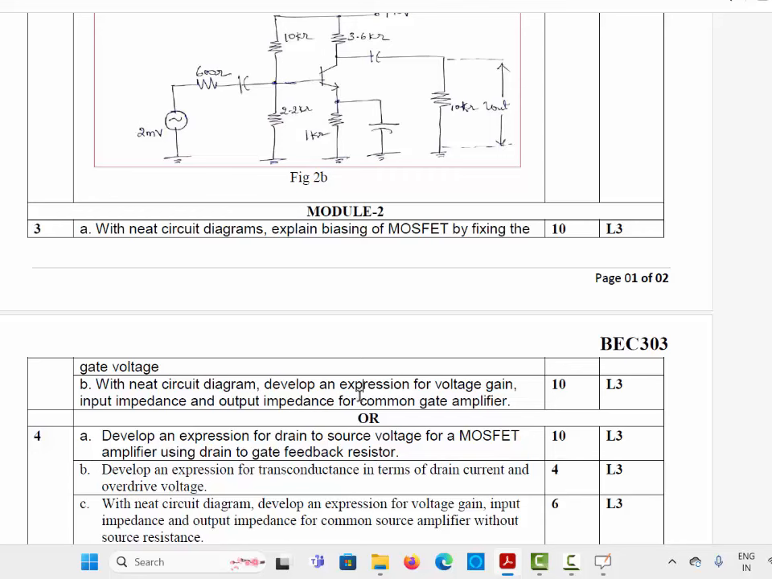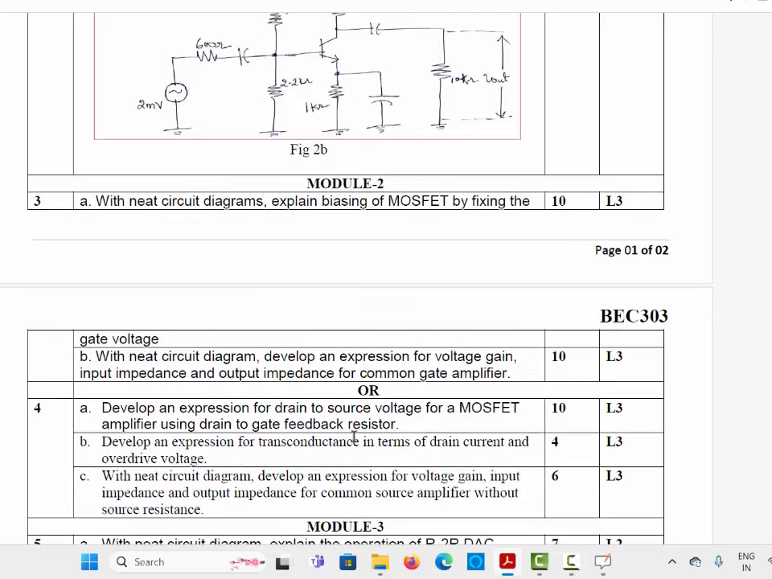4a is also a direct problem. Derive an expression for drain to source voltage for a MOSFET amplifier using drain to gate feedback resistor. So it is the biasing topic, biasing of MOSFET. So this is also direct. The next one, develop an expression for transconductance in terms of drain current and overdrive voltage. It is only for 4 marks, so this also is a simple one. Let's see how to do this problem.